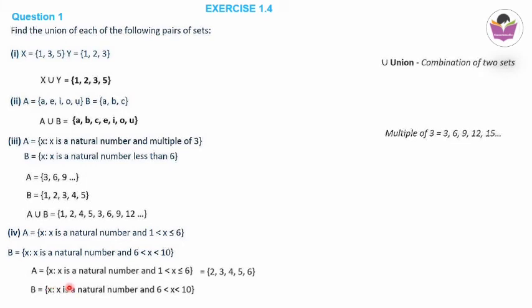Next is B such that x is a natural number and 6 less than x less than 10. You can see here on both sides there is no equal to. 6 less than x means 6 will not be included, and here it is x less than 10, equal to is not there, that means 10 is not included. Numbers between 6 and 10 only: 7, 8 and 9. When we consider the union, A union B is equal to, here you can see 2, 3, 4, 5, 6, 7, 8, 9. No number is repeating, so we can write 2, 3, 4, 5, 6, 7, 8, 9.